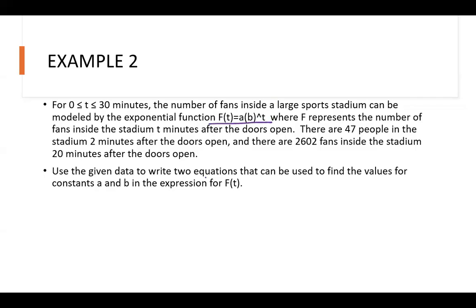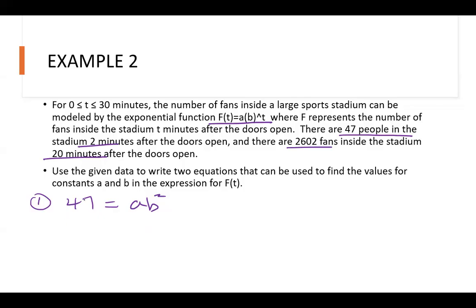So the first thing we're going to do is write our two equations. Your two equations are going to be based off that you have 47 people after 2 minutes and 2,602 fans after 20 minutes. Yes? So we're establishing our A times B to the T. Our first model is going to come from the 47 people. 47 is our dependent, our range, our output. So we have 47 equals, we don't know the initial A, we don't know our B, but we do know that it's after 2 minutes. So that's all we can plug in thus far.